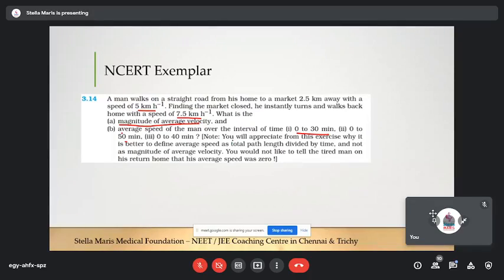Here, note, you will appreciate from this exercise why it is better to define average speed as total path length divided by time and not as magnitude of average velocity. You would not like to tell the tired man on his return home that his average speed was 0. So can you make anything out of this question, or at least from this note they have given?